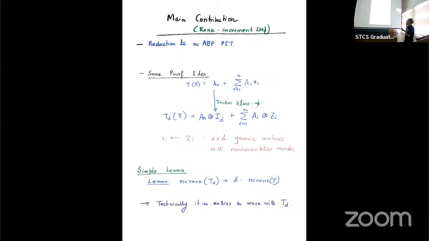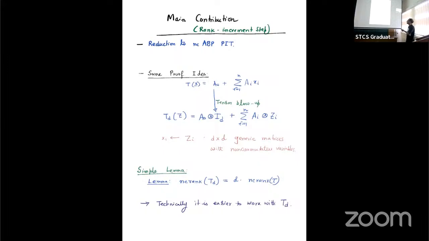Yeah, let me give you some proof idea. Given such a linear matrix T, in our algorithm, what we will do is fix Z1 to Zn. They are D cross D generic matrices with non-commutative variables. And from T, you will define this matrix over Z variables that I call T_D(Z). It is just by changing the variable xi by the matrix zi and tensoring with an.